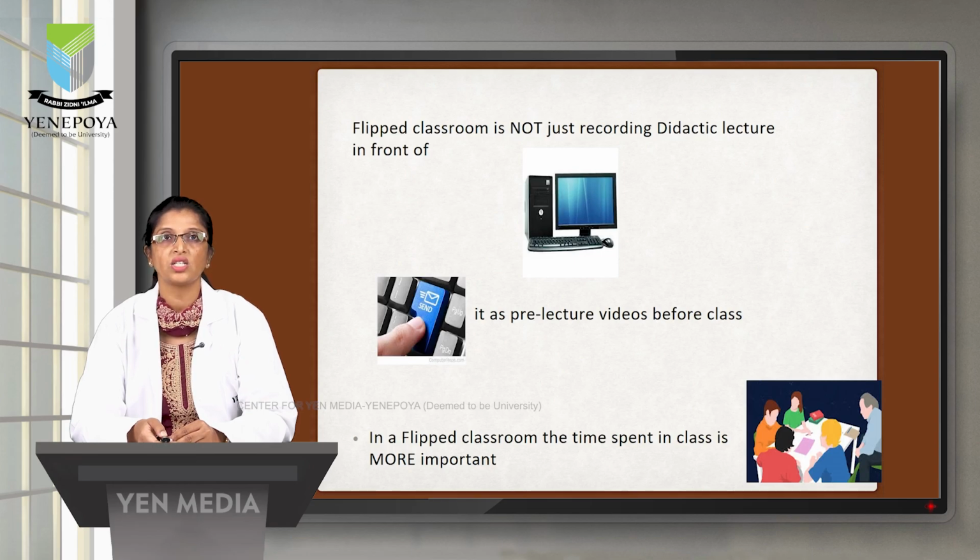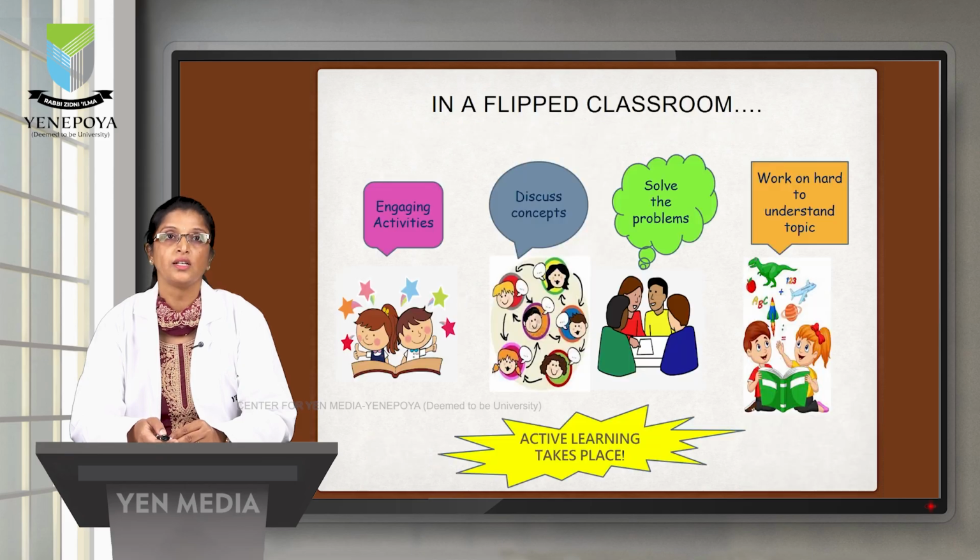Flipped classroom is not just recording a didactic lecture and sharing it with the students. Here, the in-class activity plays a more important role. What happens in the class is that the students who have gone through the basic concepts are involved in engaging activities. They will discuss the concepts they have read among their peers, and they will try to solve the problems posed to them. Here they work together as a team to understand the hard-to-understand topic. So active learning is occurring in the classroom.